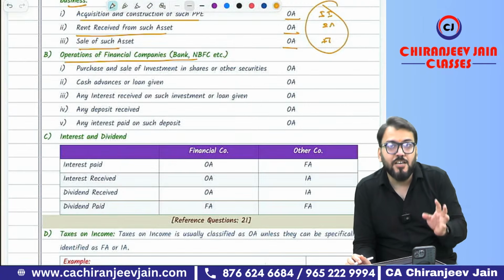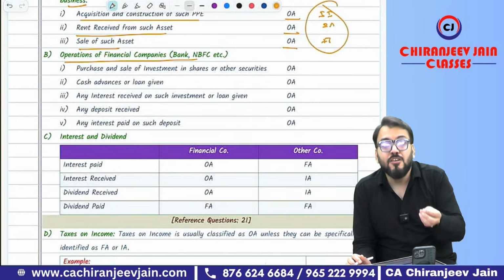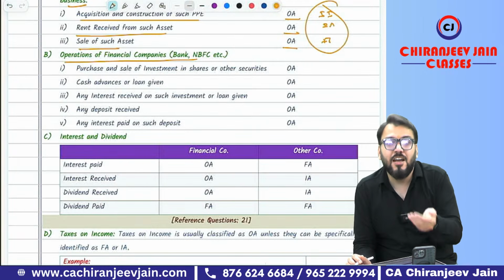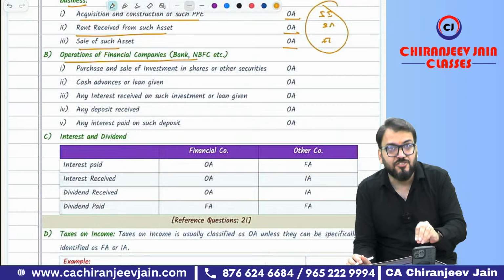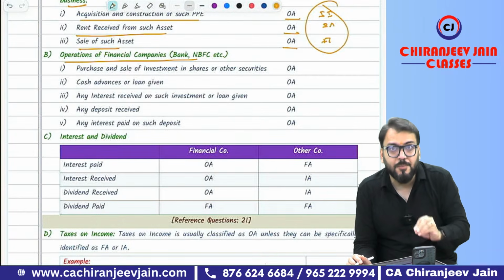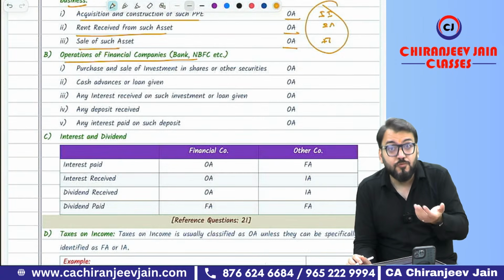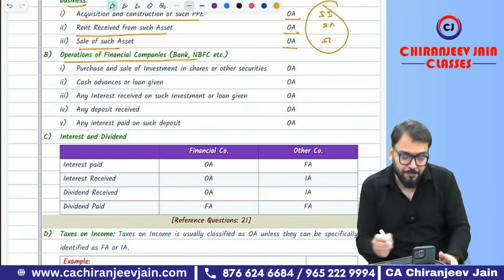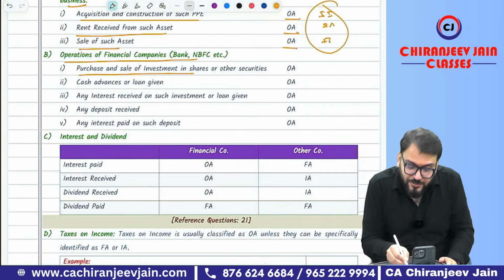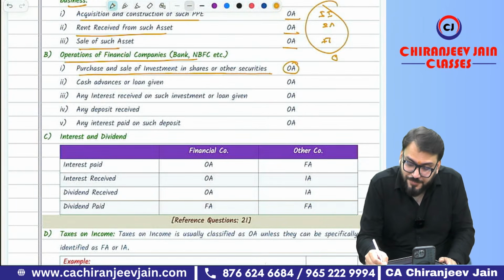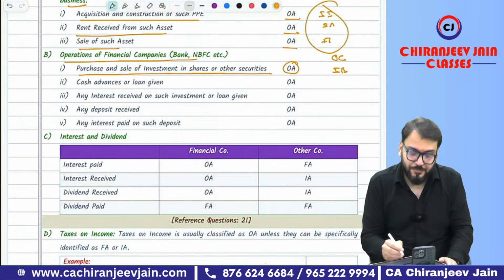If the question is silent, always assume that the company given is other than a financial company. But if the question specifically mentions it, then we have to do as per a financial company. For a financial company, there are many transactions which are of operating nature. For example, purchase and sale of investment in shares or any other securities is an operating activity. Means for other companies, can I say it will be an investing activity?